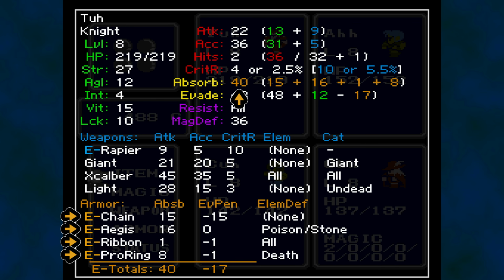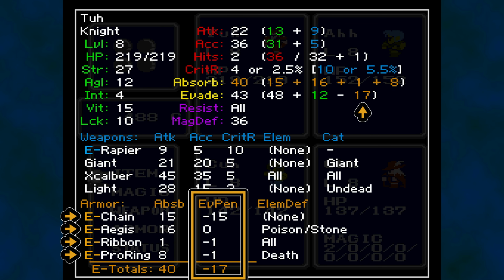Our absorb value has reached 40. That is quite a bit of damage mitigation versus the 0 we had earlier. Meanwhile, evade has dropped to 43. The equipped totals for absorb and evade are written in orange down at the bottom of the overlay. While I had enough room for the absorb values, I ran out of room for evade. So if you want to know where we find this -17 value, just look down here.